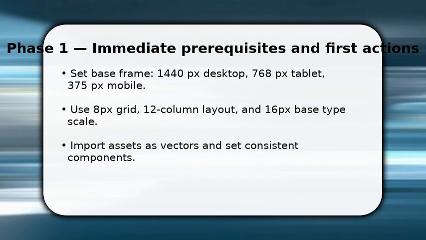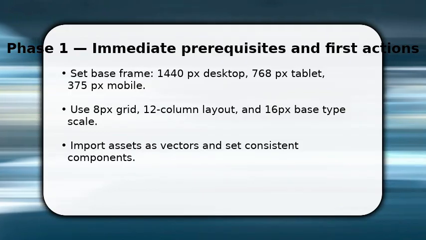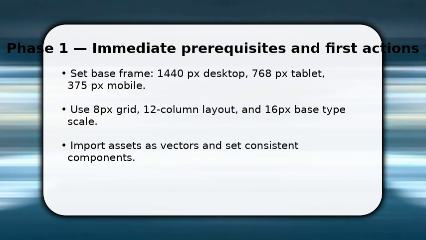Make core elements into components now, buttons, headers, cards, so changes propagate. Also, import icons as vectors and set text styles. Do this early to avoid repeated edits, and make sure your baseline type.